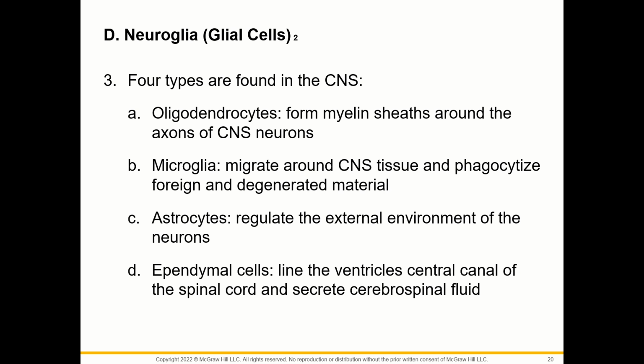Then we have astrocytes. These look like stars, hence astro, and they regulate the external environment of the neurons. They're going to be akin to the satellite cells of the peripheral nervous system. And then ependymal cells are like an epithelial cell almost, and they line the ventricles and the central canal of the spinal cord, and they secrete cerebrospinal fluid. They also help to circulate it because they've got cilia on them that are going to be able to move and circulate the cerebrospinal fluid.